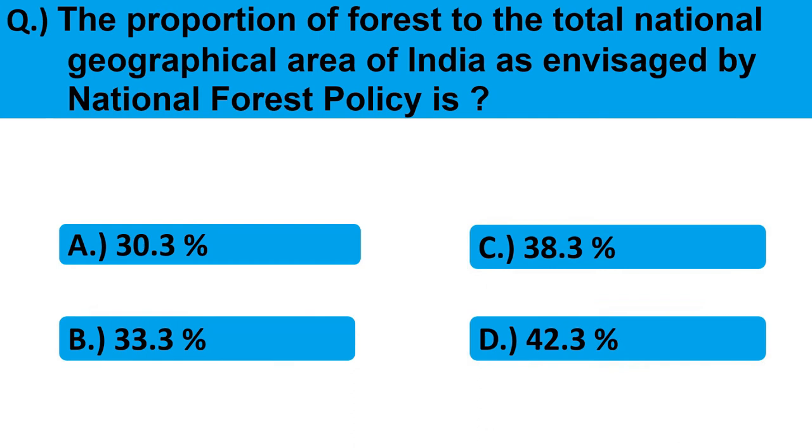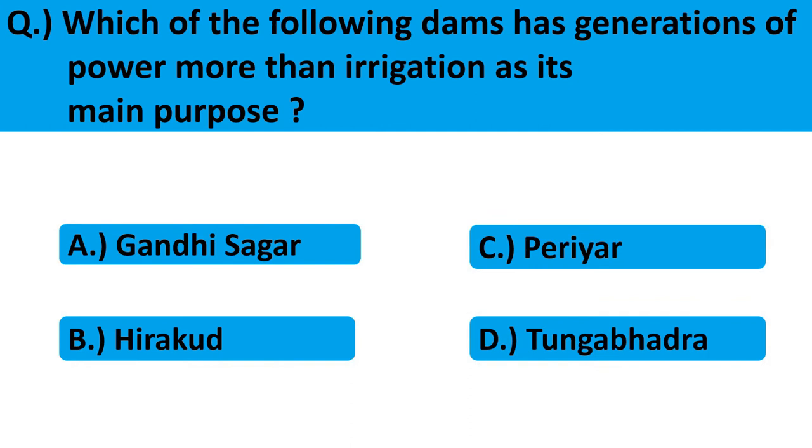Question number 55. The proportion of forest to the total national geographical area of India as envisaged by National Forest Policy is? Correct answer is 33.3%. Question number 56. Which of the following dams has generation of power more than irrigation as its main purpose? Correct answer is Gandhi Sagar.